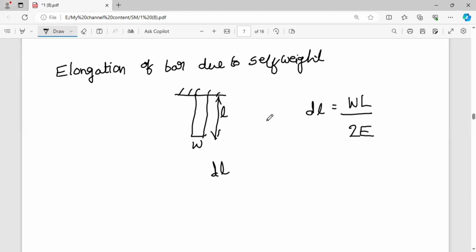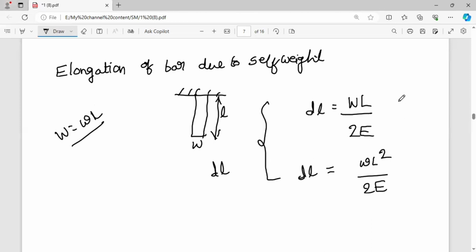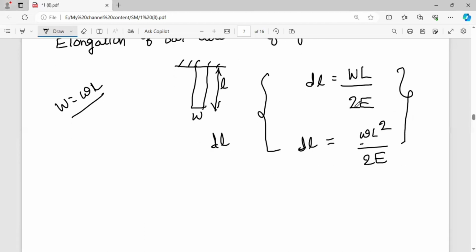Important relation: change in length for elongation of a bar due to self weight, dL equal to WL by 2E. In some cases they may ask it as small w L square by 2 times the Young's modulus. Why? Because the self weight equals specific weight into length of the bar, so it can be replaced. These two relations are very important from the examination point of view. Capital W means the weight of the body, whereas small w means the specific weight, dL equal to small w L square by 2E.